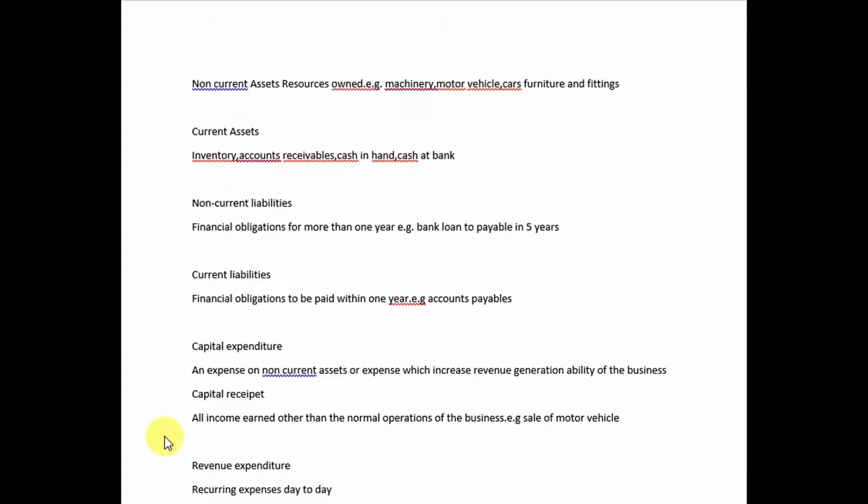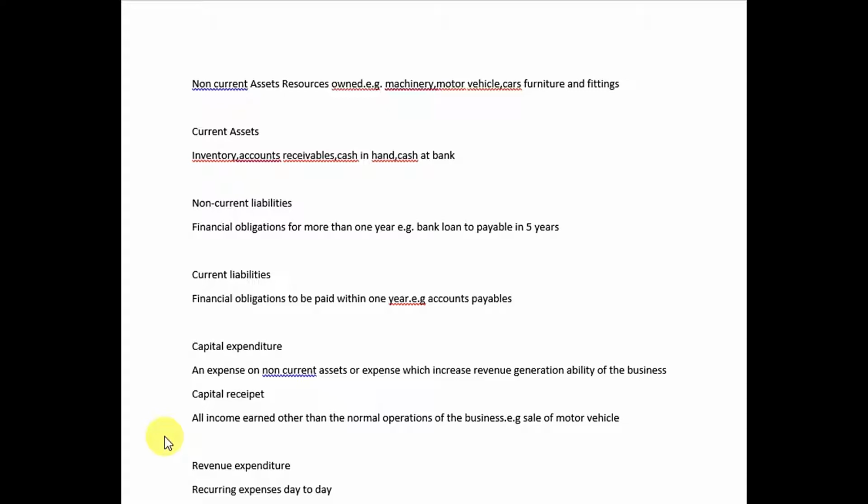Non-current assets. Non-current assets are resources owned by the business. Examples include machinery, motor vehicles, cars, and furniture and fittings. Current assets are those assets which are changing within a year. For example, inventory, accounts receivable, cash in hand and cash at bank.